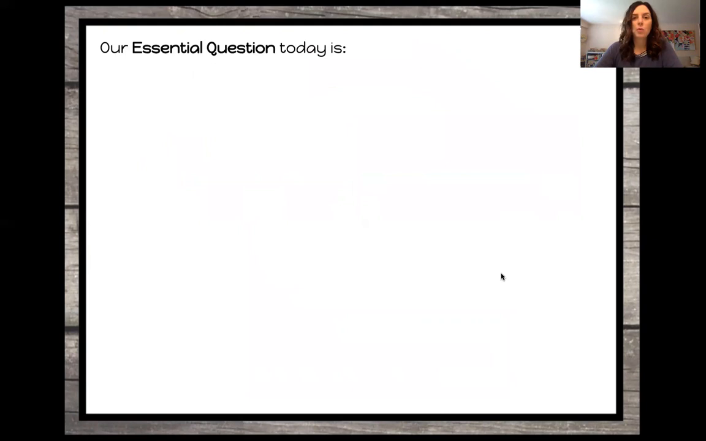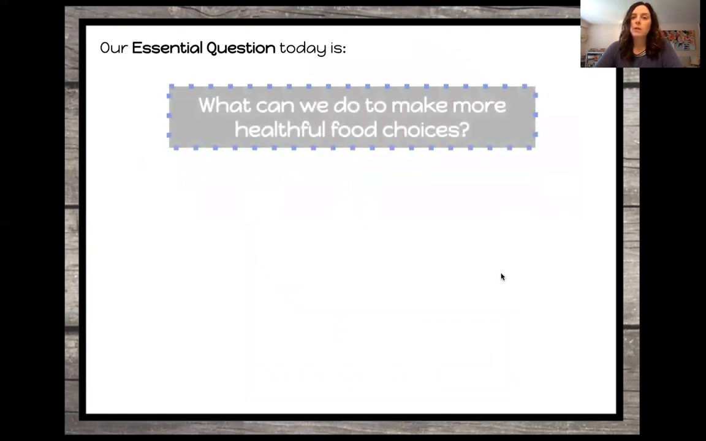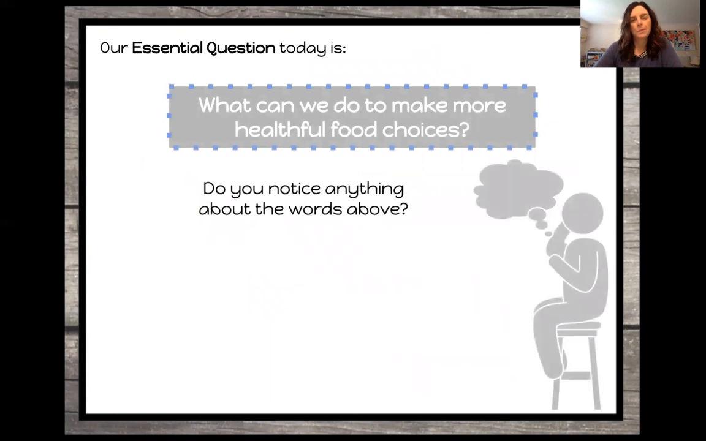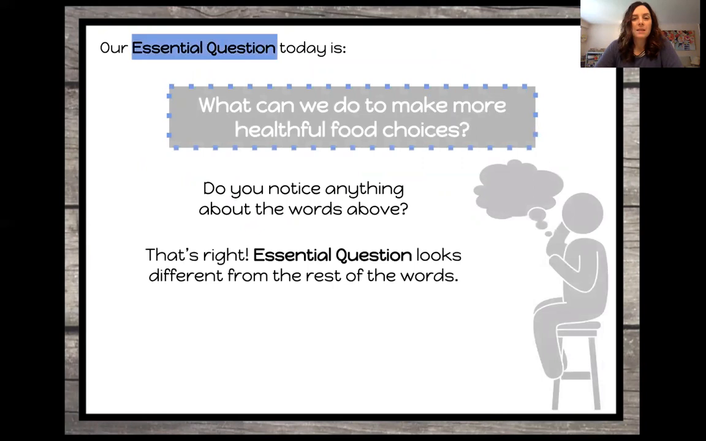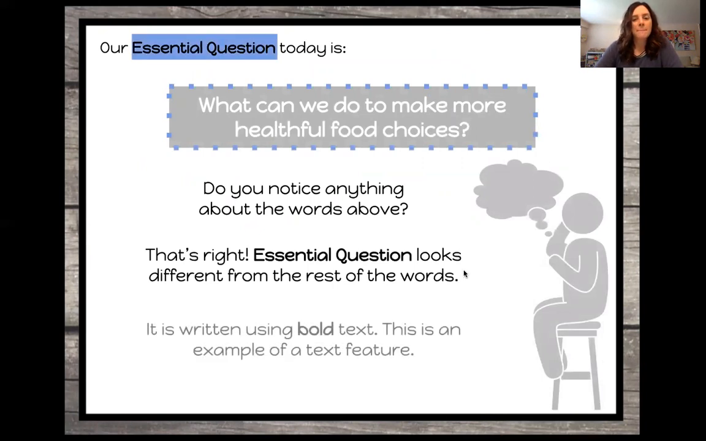Our essential question is what can we do to make more healthful food choices? Do you notice anything about those words above? That's right. Essential question looks different from the rest of the words. It's written using bold text. Bold text is an example of a text feature.